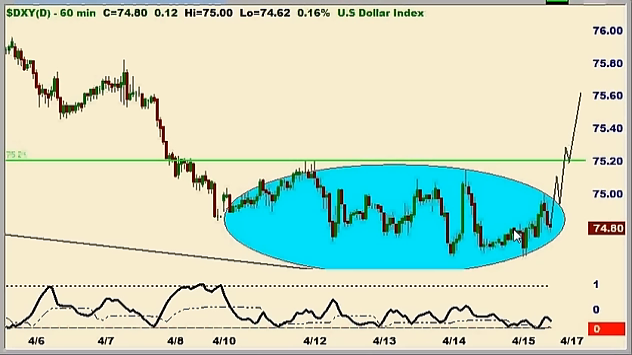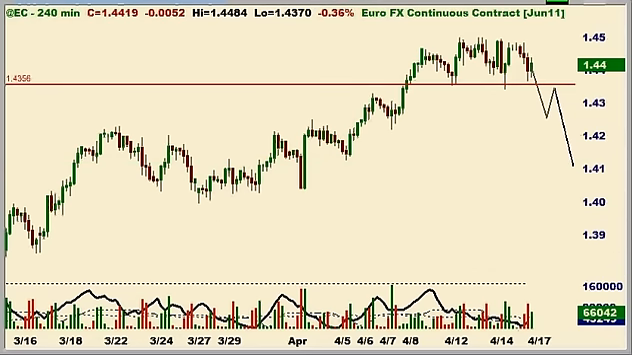And the kind of thing that I would look for here, if indeed it's a base and we are going to reverse, I wouldn't buy it here. I would look for it to reverse back through this pattern and perhaps start testing from above the 75 area and then the 75.20 area, which would be a breakout of the top of this pattern. But for now, I would take it one step at a time. It's almost as likely that this is a consolidation and may break to the downside. So what we're looking for here are clues as to which way it's going to break out of this pattern, and then look to play those.